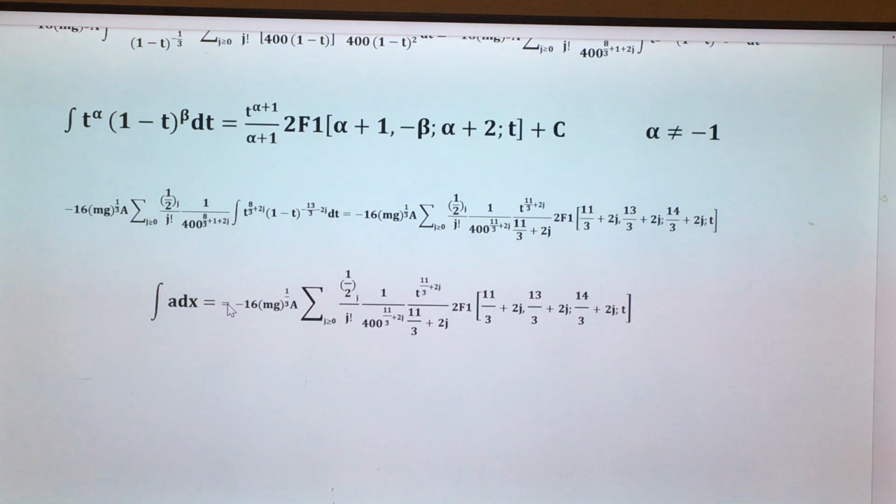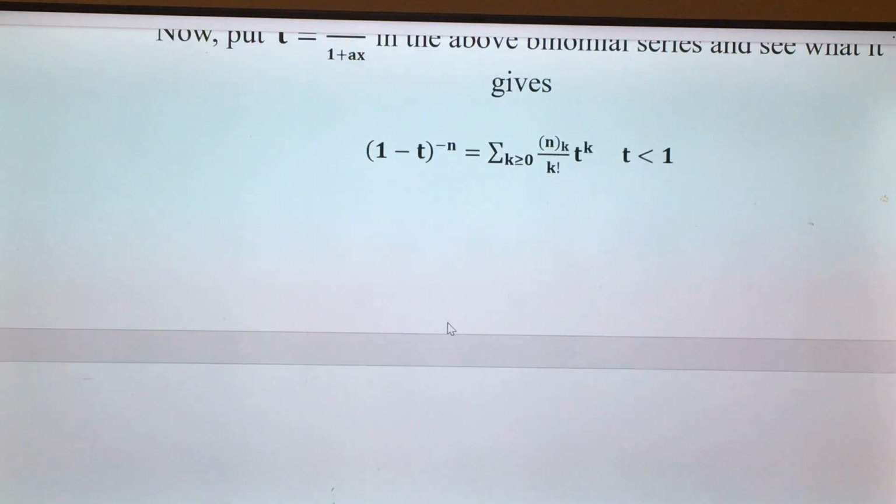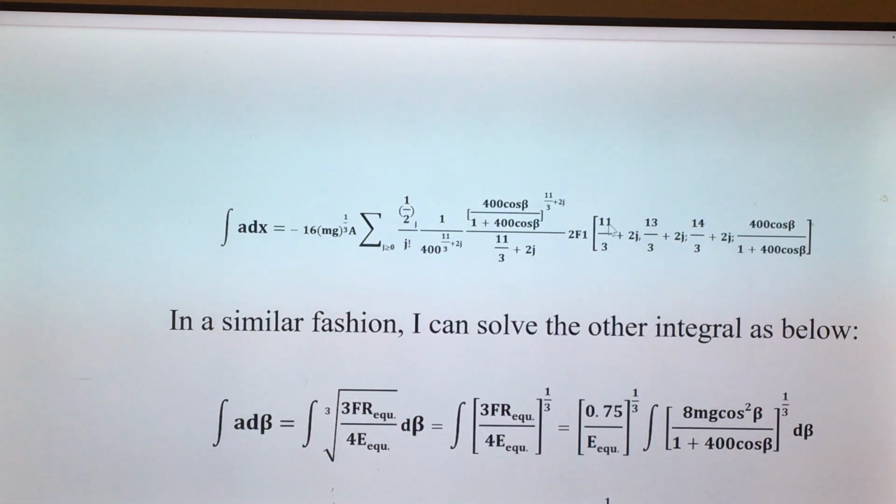Or Microsoft Copilot or Gemini. Okay, so we get this one in terms of summation and hypergeometric series, Gauss hypergeometric series. So this is just mathematics, right? Also you write it like this. In a similar fashion I can solve the other integral as below.